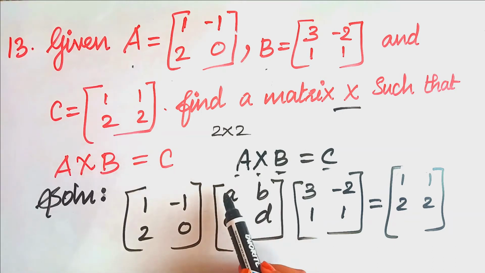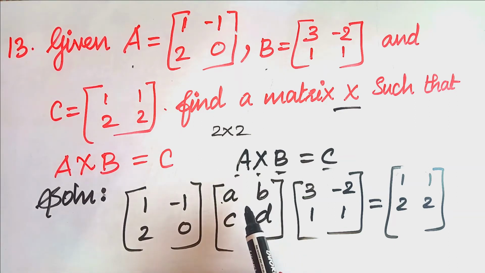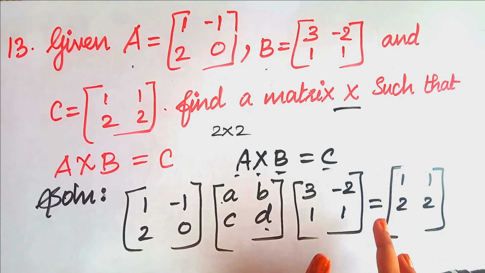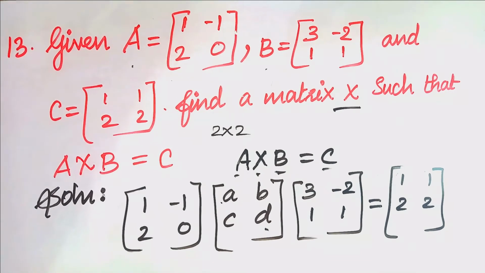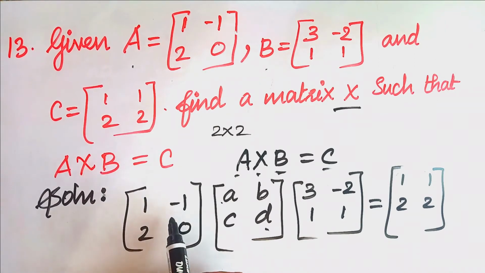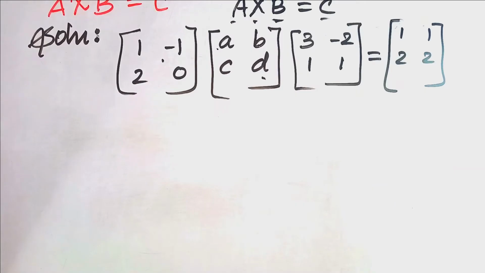For that we don't know the value in each place, which means the first row, first column and so on, so we are assuming A, B, C, D. Now we have to find the values of A, B, C, D. The first step is to multiply these three matrices, but we can't multiply the three in one go. So first let's multiply the first two matrices.